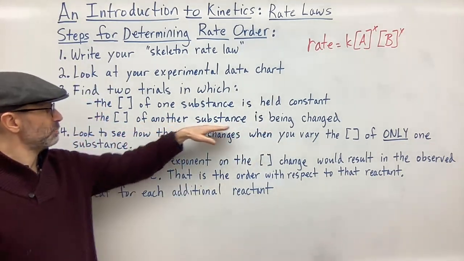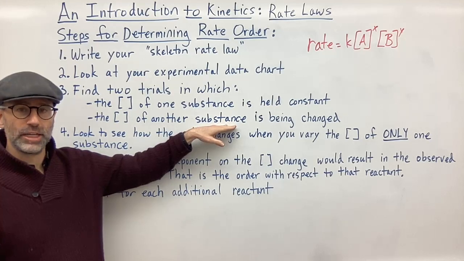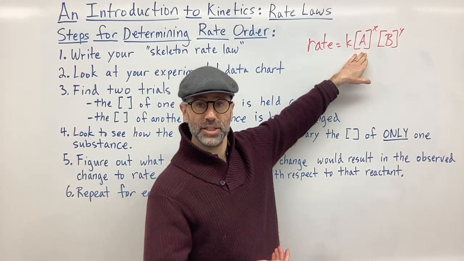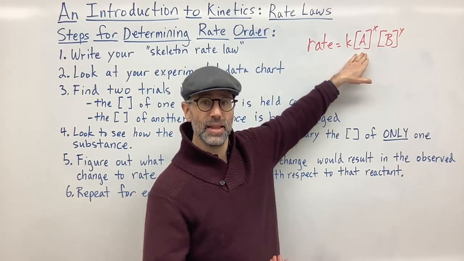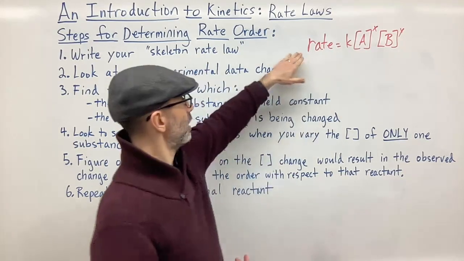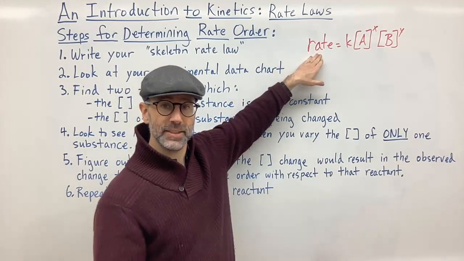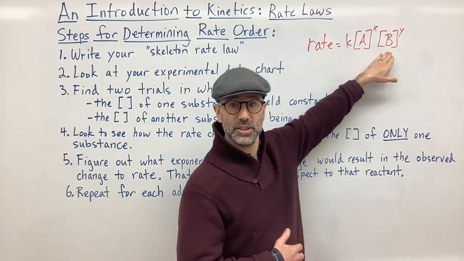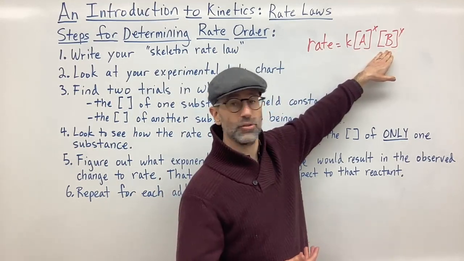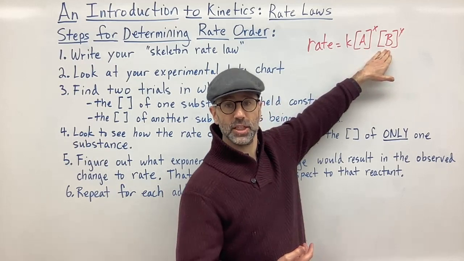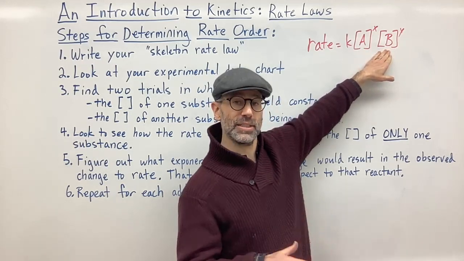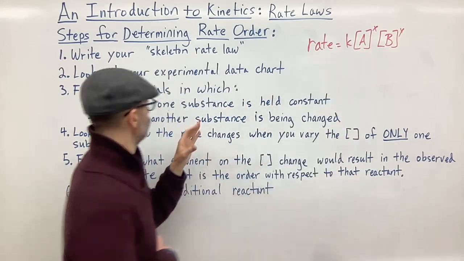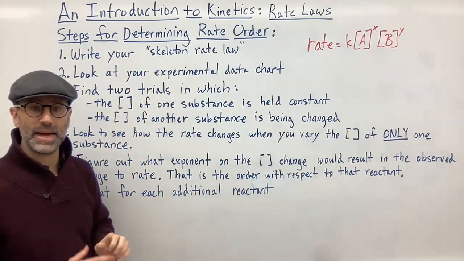Now, the one that's being changed is going to be the one that you're interested in. So, for example, if I want to find the order of the reaction with respect to A, then I want to see how the rate of the reaction is affected by changing A while keeping B constant. So I'm going to be looking for two trials in which the concentration of B is not changed, it's held the same, while they're changing the concentration of A. So I'm looking for those two concentrations in my table.